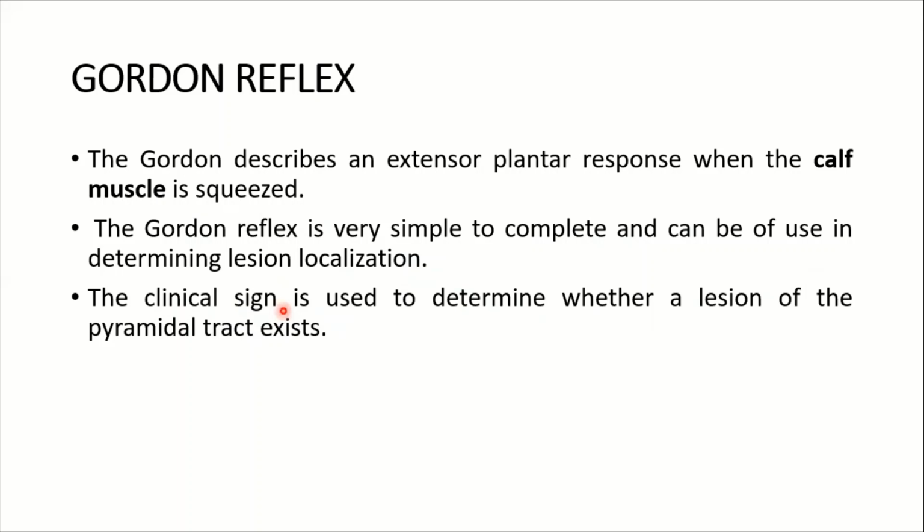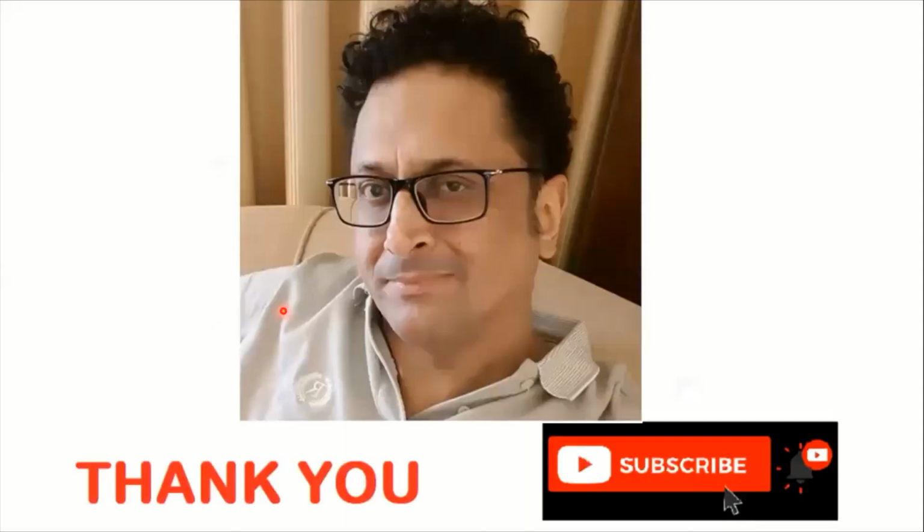I told you already, these are all four signs. The Babinski sign, the Gordon sign, the Chaddock sign, and the Oppenheim sign are used to elicit upper motor neuron lesions. So this is the way. Thank you very much for this. This is very important, four signs clinically.